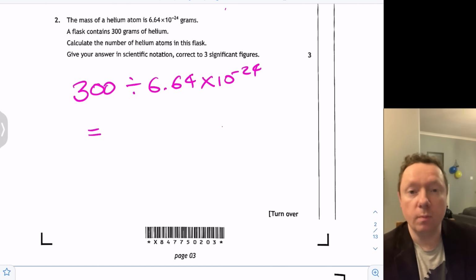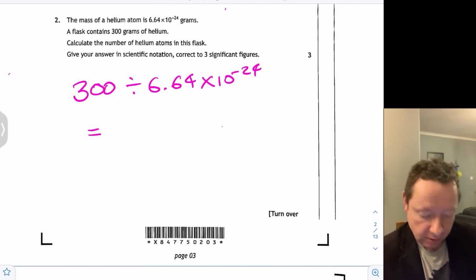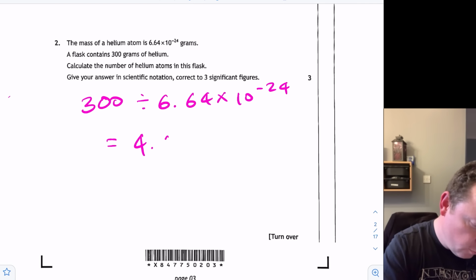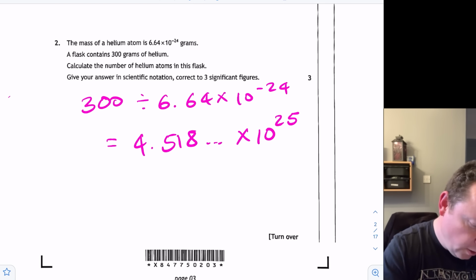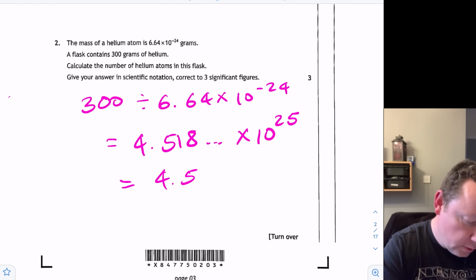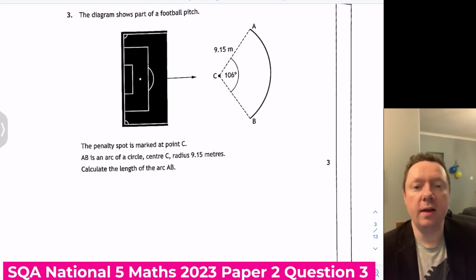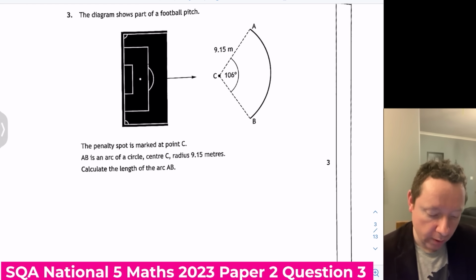Since these numbers are so big, the calculator will just give you the answer in scientific notation. 4.518 times 10 to the 25. That equals 4.52 times 10 to the 25. And we're done there.